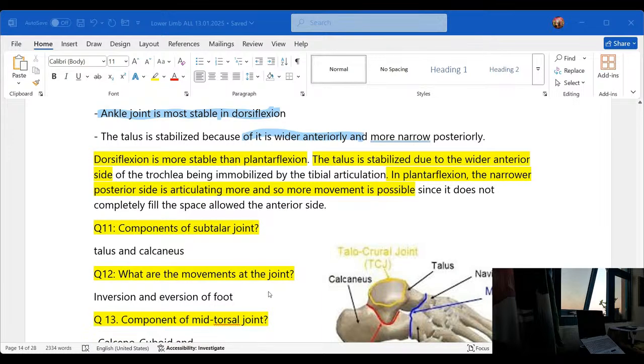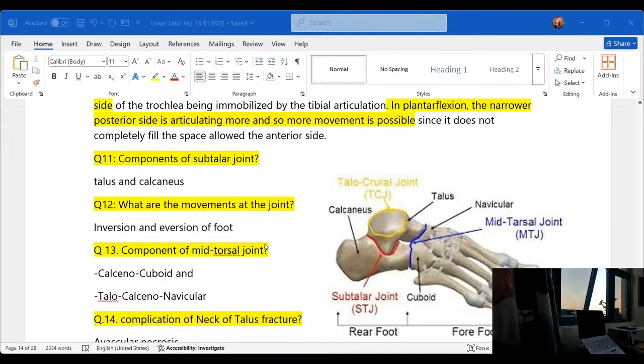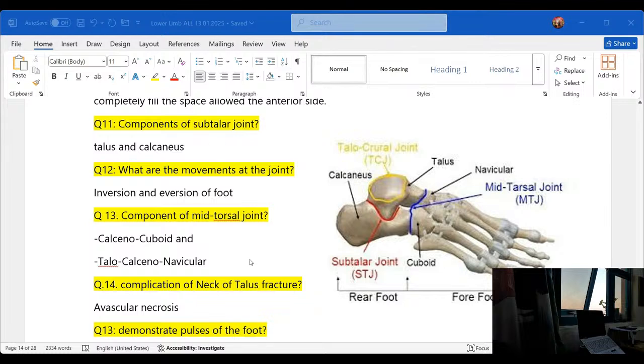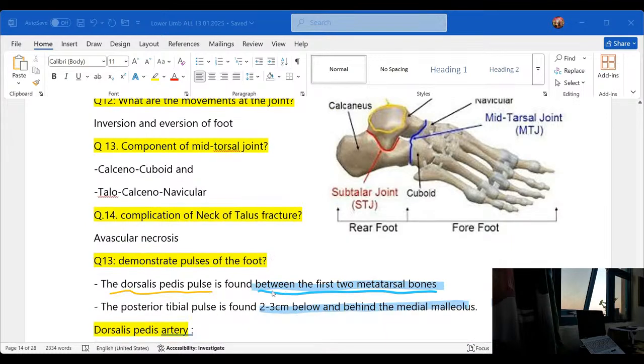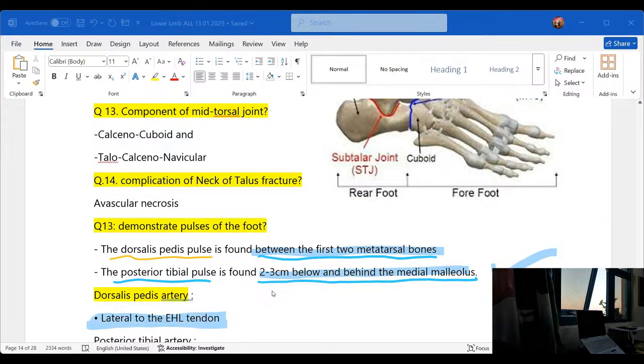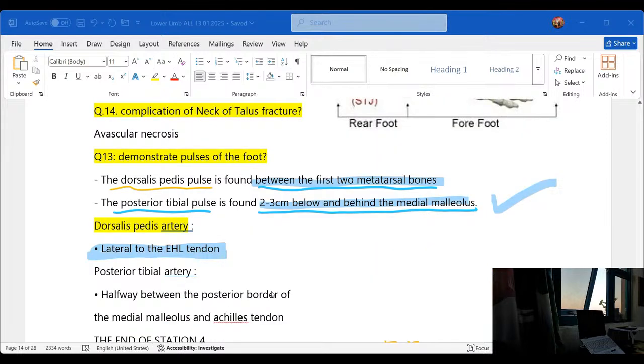Components of the subtalar joint: talus and calcaneus, for inversion and eversion. Midtarsal joint: calcaneocuboid and talocalcaneonavicular. Complication of fracture of the neck of the talus: avascular necrosis. Demonstrate pulses of the foot.